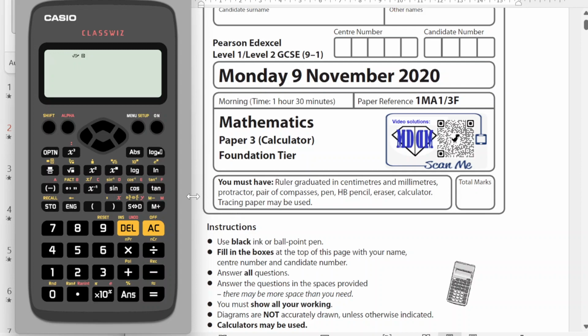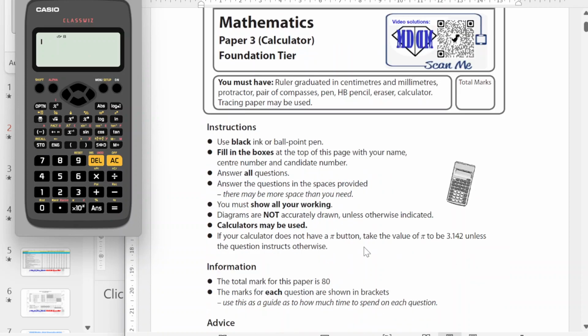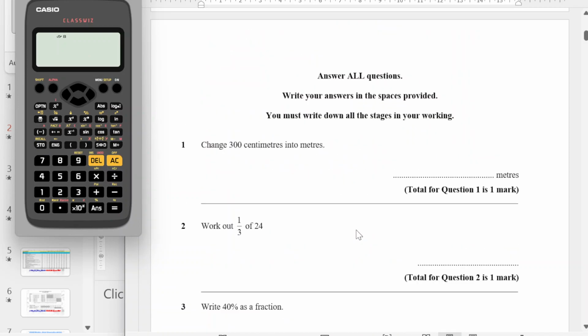Okay, so I'll just shrink my calculator down a bit. Right, question 1. Change 300 centimeters into meters. If you really can't do this, you can use your calculator, but you're dividing by 100. So 100 centimeters is 1 meter. So 300 centimeters would be 3 meters.